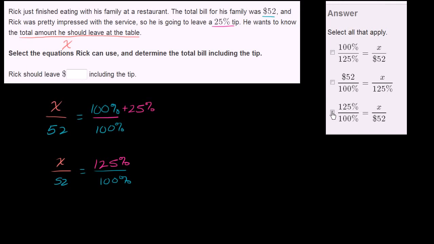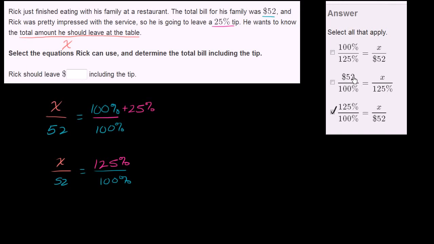So we can select this one. And once again, this makes sense. The ratio between what he's going to pay with the tip to 100%, or the percentage that he's going to pay if you include the tip relative to 100%, is going to be the actual amount he pays relative to the actual bill. Now let's see if any of these other ones make sense over here.